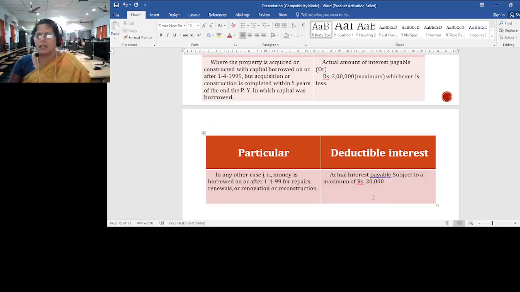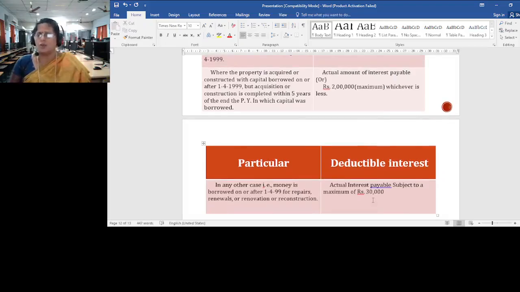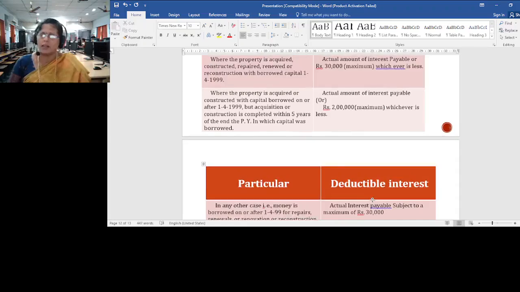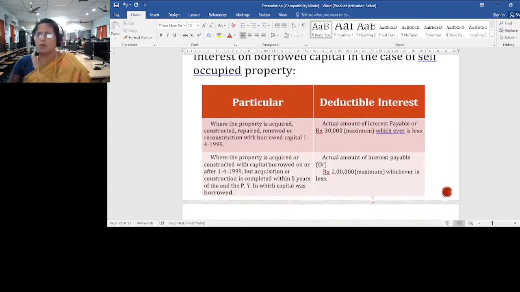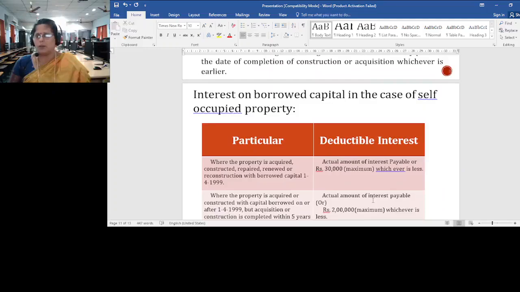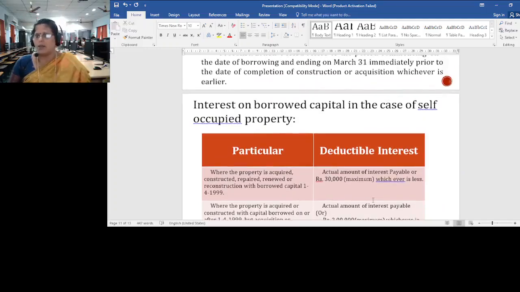But as far as the let-out property is concerned, as I told you earlier, there is no restriction at all. You can claim any amount. Whatever amount you are paying towards the capital value, principal value, that entire amount can be claimed as deduction under section 24, in that too under the head interest on borrowed capital.